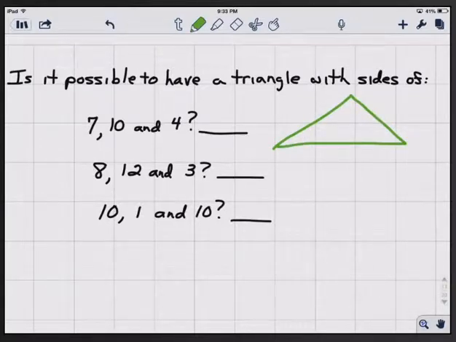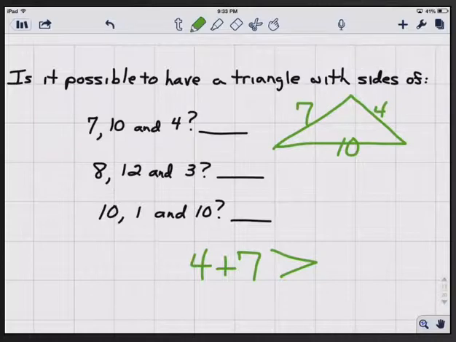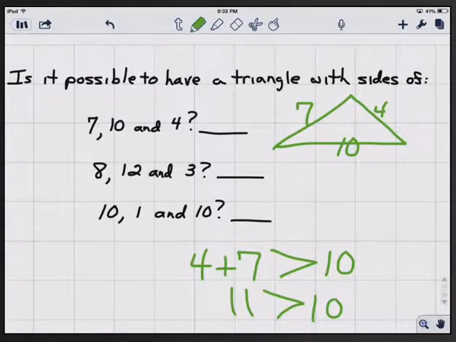But for now, is it possible to have a triangle with sides of length 7, 4, and 10? So the only equation, or technically inequality, that you have to test, the two shortest sides added together should be greater than the third side, the longest side. So 11, is that greater than 10? And the answer is yes.